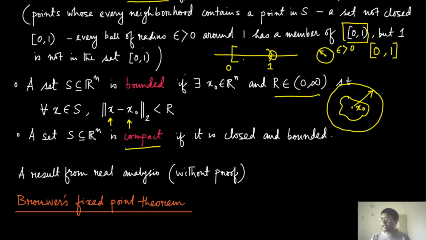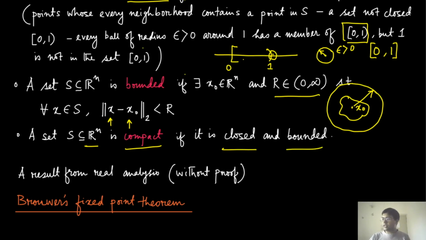So compactness in this setting, of course, there is a more general definition of compactness, but for the purpose when we are looking at only sets in R^n, the compactness definition essentially boils down to the set being closed and bounded. So if a set is closed and bounded, we'll call that compact in this context.